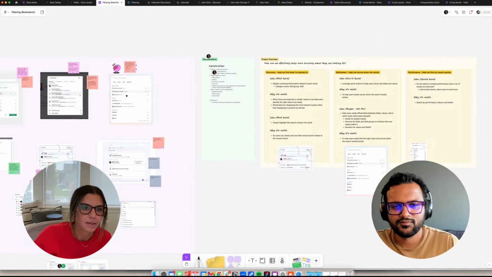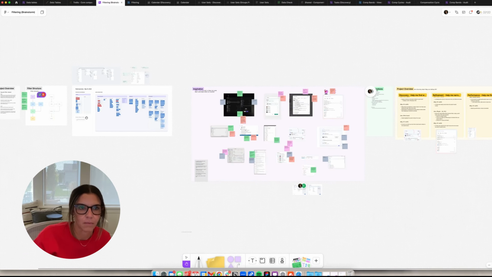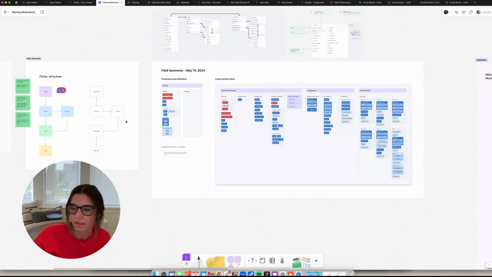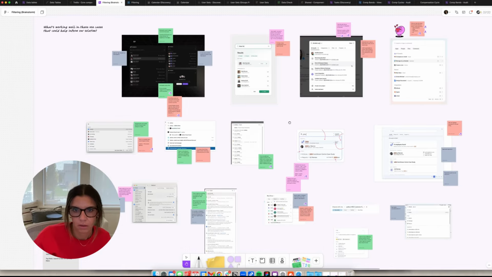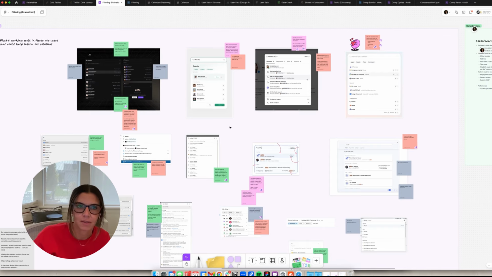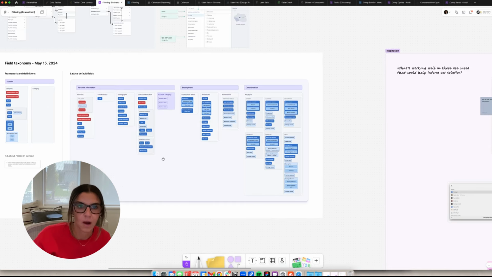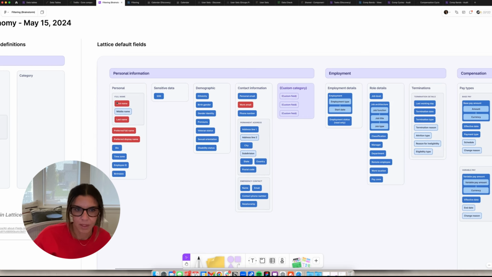Here's an example from a more recent project. I was working on the filter pattern in Lattice. We were updating how users filter data tables and improving that experience. This was even more specific: searching the filter menu. We have a ton of filters in Lattice, and this isn't even all of them. Each little chip here is a field users can search through. So if you go to the employee directory in Lattice, you can search through all of these employee fields.